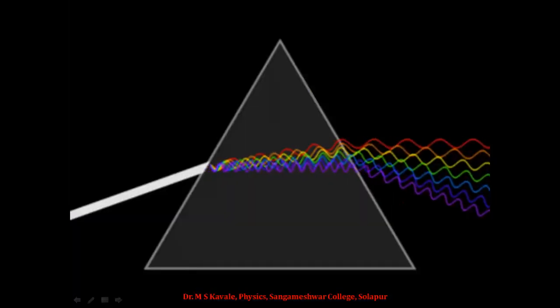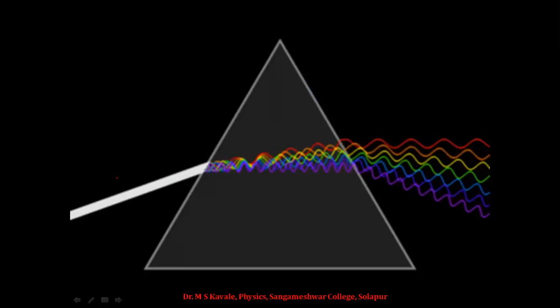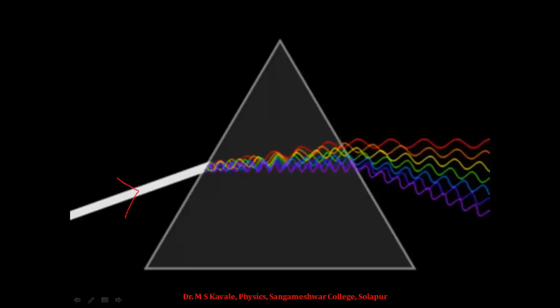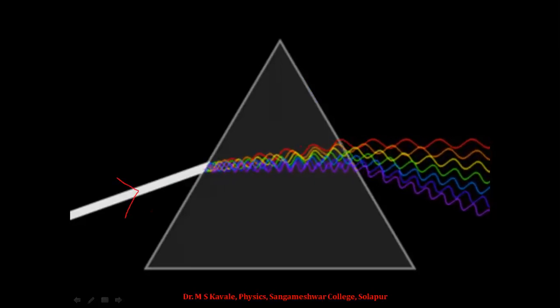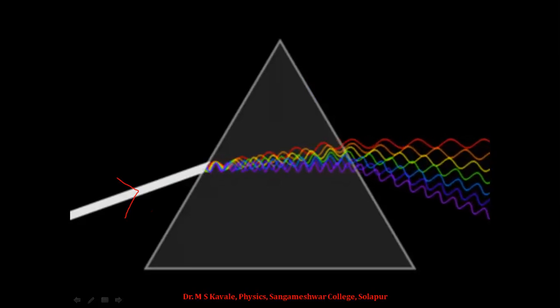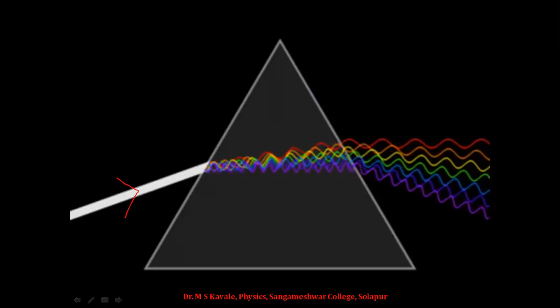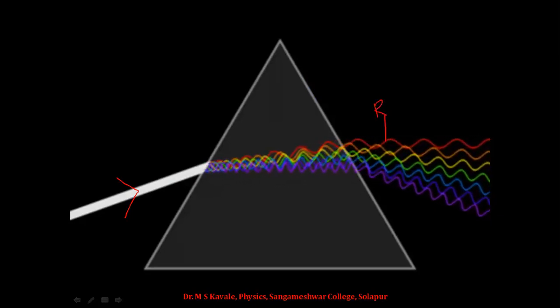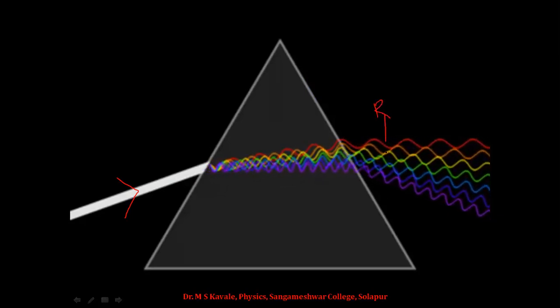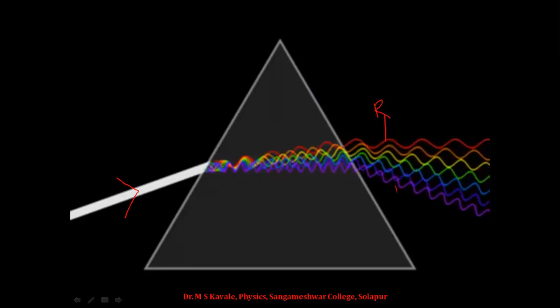Now here we can observe the exact animation of the dispersion of white light into its different or constituent colors from red, orange, yellow, blue to violet.